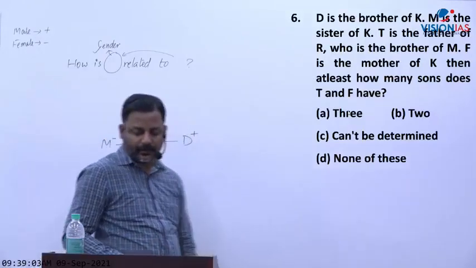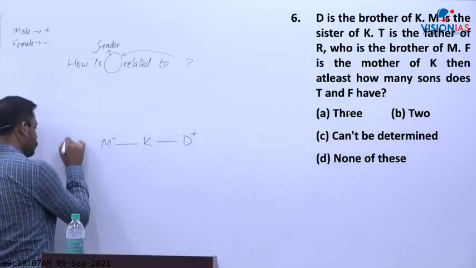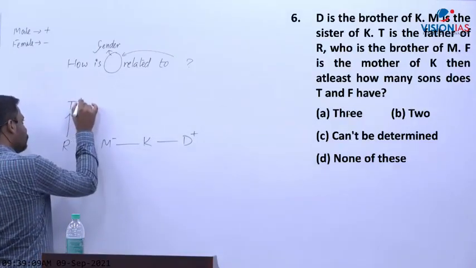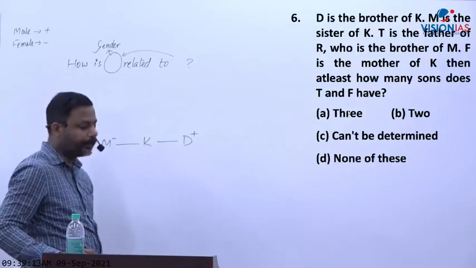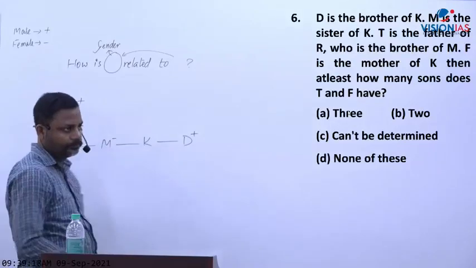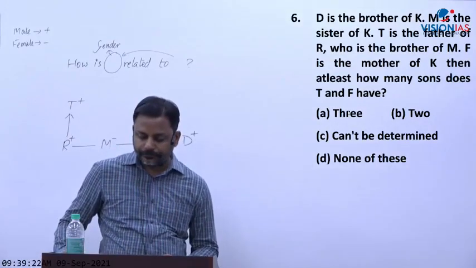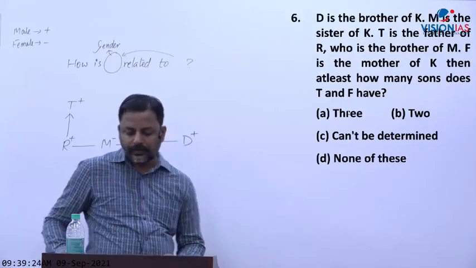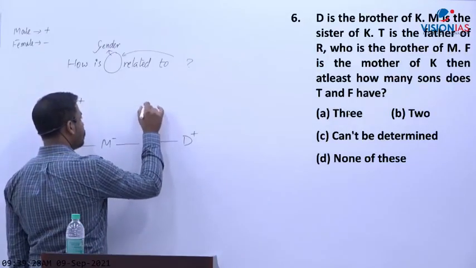And T is the father of R. So R's father is T. Who is the brother of M? Means R is the brother of M. F is the mother of K.